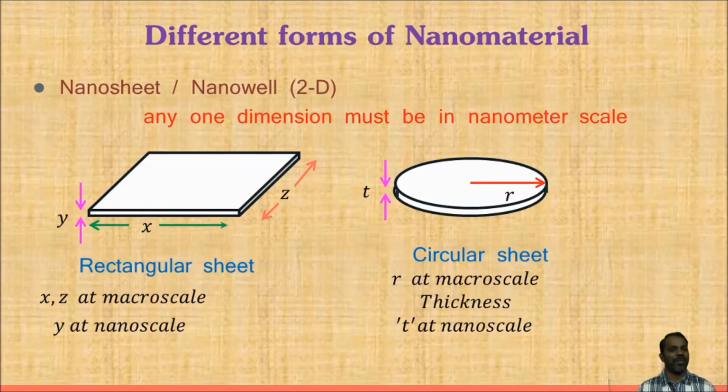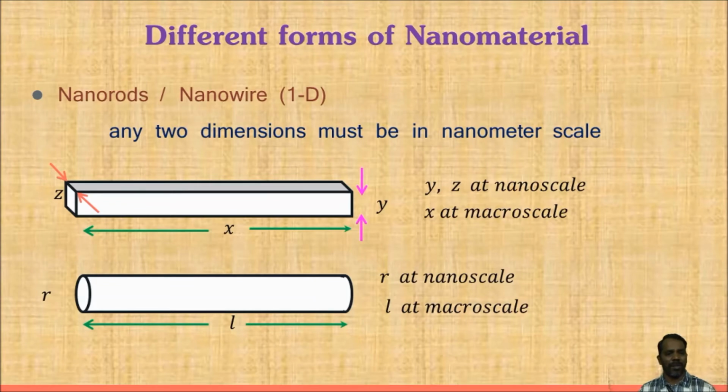First we take the nano sheet or nano wall. This is two-dimensional, so any one dimension must be in the nanometer scale. Take a rectangular sheet: its length is a macro value and its breadth is also a macro value, but the thickness is in the nanoscale. In the same way, take a circular disc. The radius of the circular disc is macro scale, but the thickness is nanoscale. So any one dimension in nanometers means the particle is called a nano sheet or nano wall.